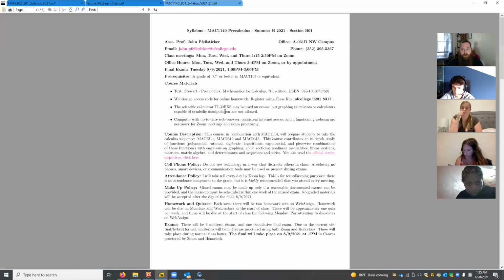This is a scientific calculator. It's not a graphing calculator. It can't do any symbolic manipulation. It can't do any fancy things, and that's very much intentional. We need you guys to learn how to do those things yourselves. So the only calculator you're allowed on the test is this one.